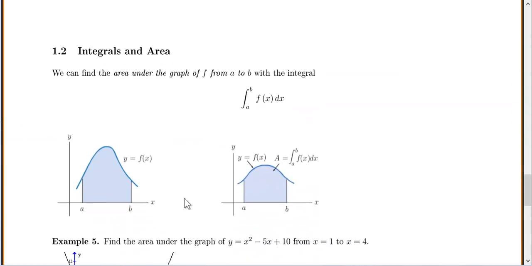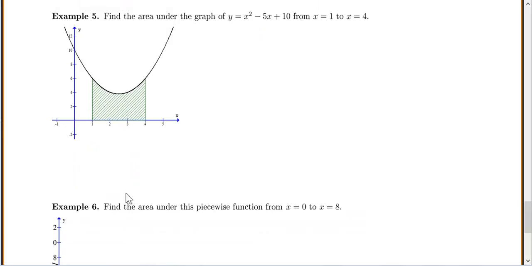But in this class, we're just going to use integrals for functions that we do know what the function of the curve is. So we can find the area under the graph of our function f from a to b. So a to b is where you want to start and stop with this integral. So if this is your function f of x, here's a, this is where you want to start, here's b, this is where you want to stop. You can see how they shaded in the area you want to find. You just take the integral, and that's your area.